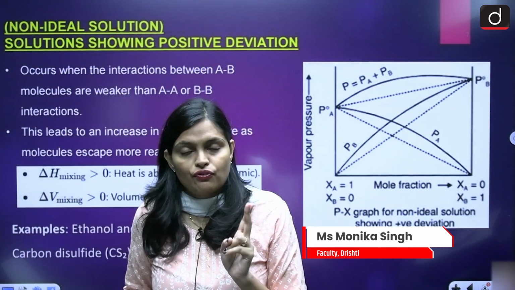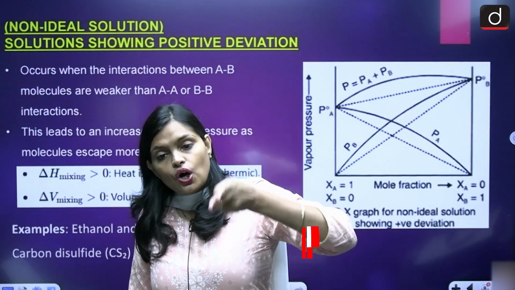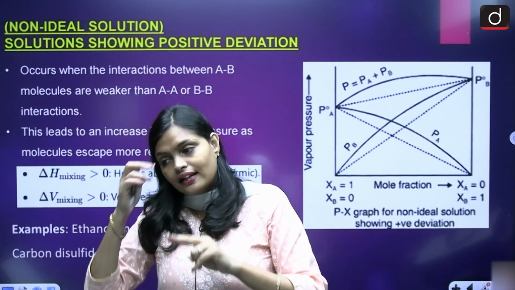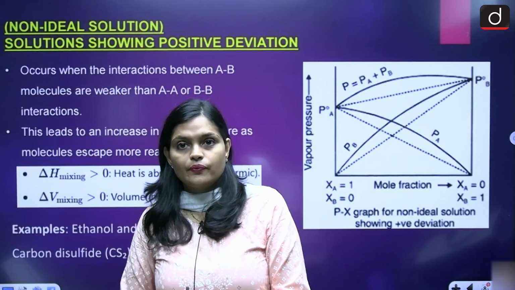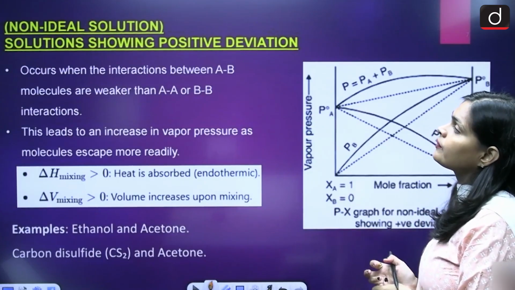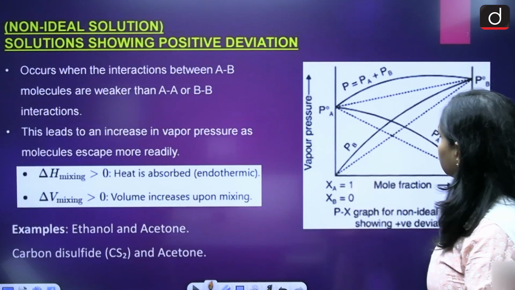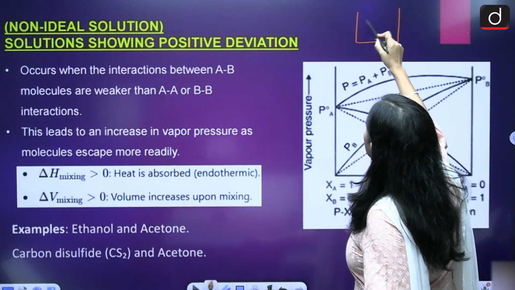Solution deviate from Raoult's law? Either it increases or it decreases, right? Either it increases or it decreases. Okay. So here, suppose, now what happened? What is according to Raoult's law?